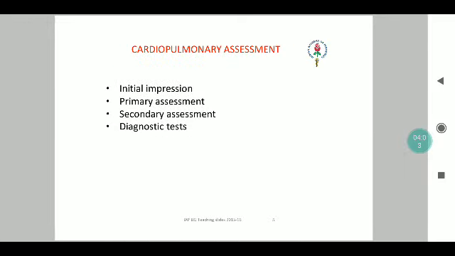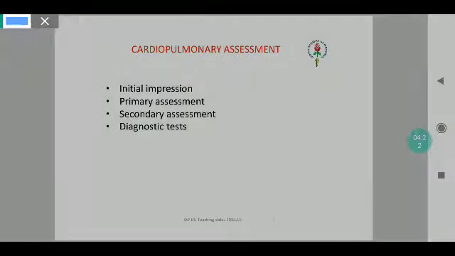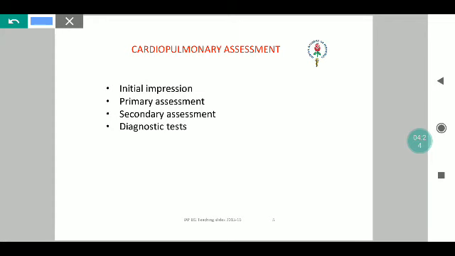So we'll first come to what we call a cardiopulmonary assessment. A cardiopulmonary assessment is what we do as soon as the child walks in. The assessment begins from the waiting room onwards. So we have the initial impression, the primary assessment, followed by a secondary assessment and diagnostic tests. In a routine OPD, the general procedure in most hospitals or clinics is, let's assume that this is the clinic.